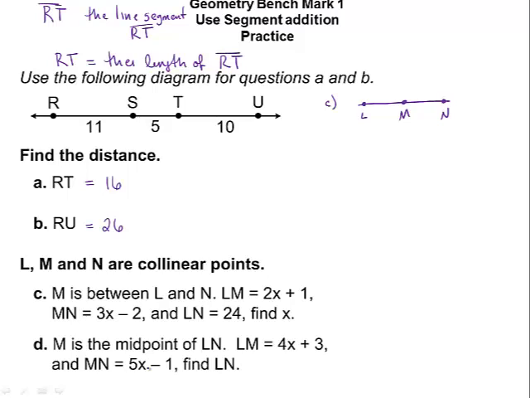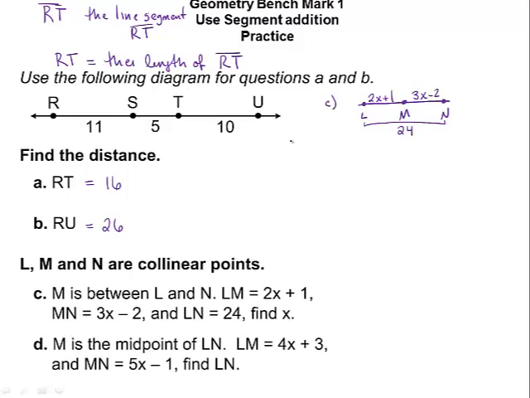LM, that's this little piece right here, is 2x plus 1. So I'm going to label that. MN is 3x minus 2. So I'm going to label that. LN, that's this entire length here, is 24. And we want to find x.